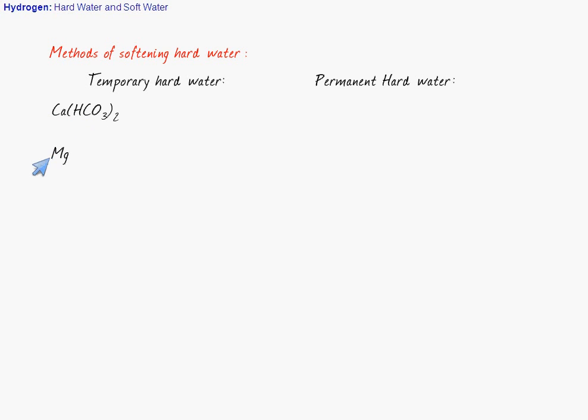Similarly, we have got Mg(HCO3)2. This is also present in hard water. Permanent hardness is due to calcium chloride and magnesium chloride. It is also present due to calcium sulfate and magnesium sulfate. So we have got two different methods of removing temporary hardness and permanent hardness.